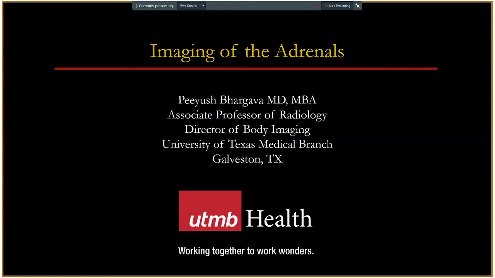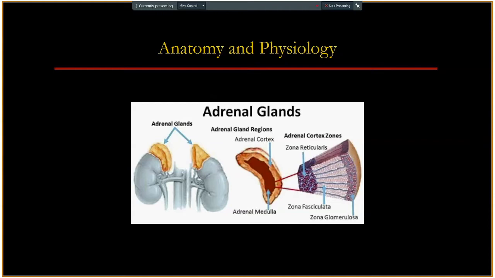All right, so we're going to be talking about adrenal tumors. And so let's first start by briefly talking about the anatomy and physiology of the adrenals. So as you know, these are small glands that are located at the superior pole of each kidney, one on each side. And adrenals have two parts, the cortex and the medulla. They are distinct physiologically and in terms of their development as well, and we'll talk more about that.